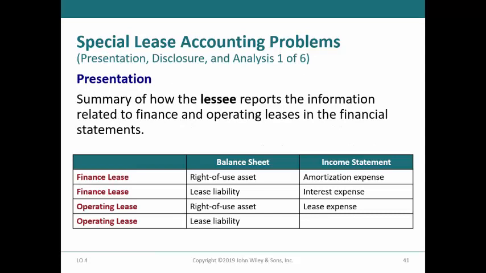This slide gives a summary of the presentation of finance and operating lease assets and liabilities on the balance sheet and the interest, amortization, and lease expenses for the lessee. For both finance and operating leases, the lessee will report a right of use asset and lease liability. For a finance lease, the lessee will report both interest and amortization expenses on the income statement. However, for an operating lease, they will only report lease expense.